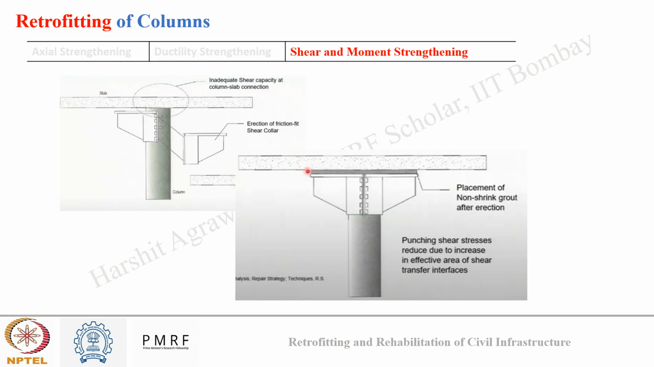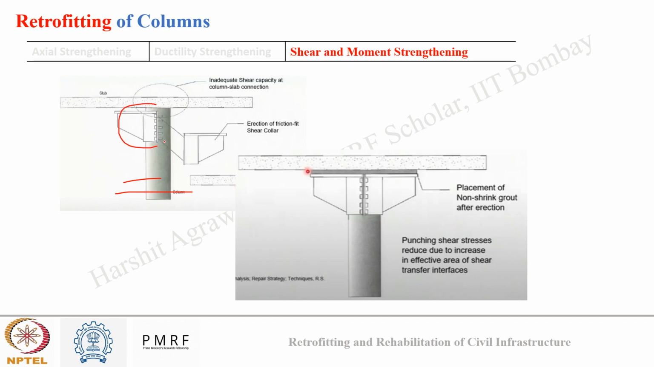While in shear and moment strengthening, first for shear strengthening, shear can be critical near the supports, as we know, where punching shear can occur due to inadequate shear capacity of the connection. Now, how to tackle this? This can be done by increasing the section area near the joint using a shear collar, as shown in the first diagram. What this does is reduce the shear stress by increasing the area of shear transfer.